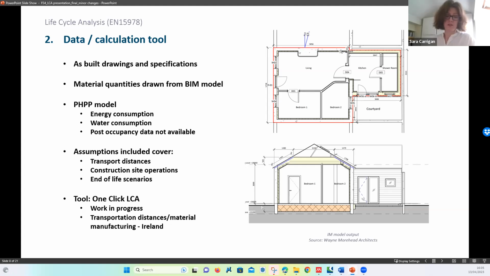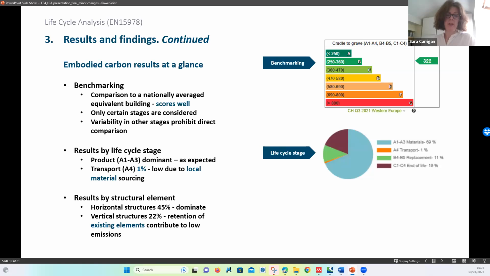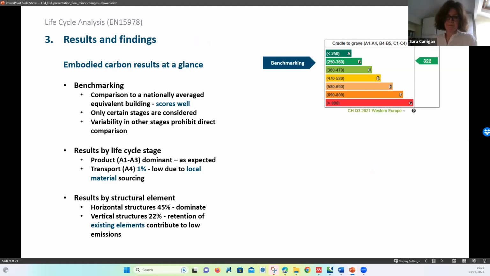And just to note again, this is work in progress, and with that, all impacts from material transport and manufacture are localized to Ireland. There are many different ways to examine results, and the first of these are embodied carbon results at a glance. So this first image provides a benchmark comparison for the cottage. Only certain stages are considered, as the variability in others prohibits comparison. So excluded are construction operations, repair and maintenance, and operational energy and water use.